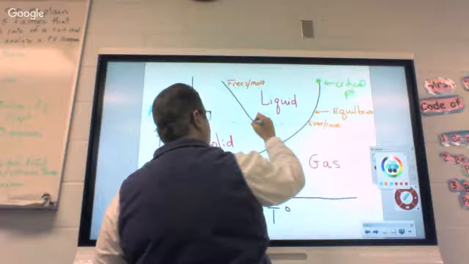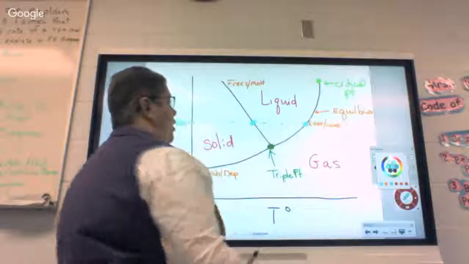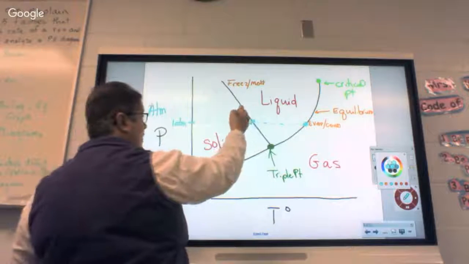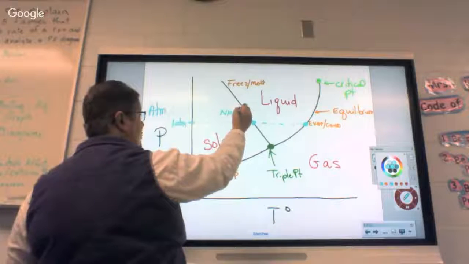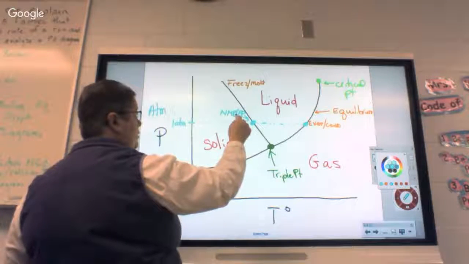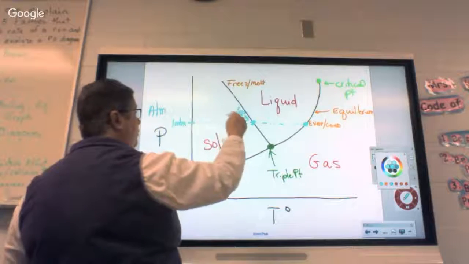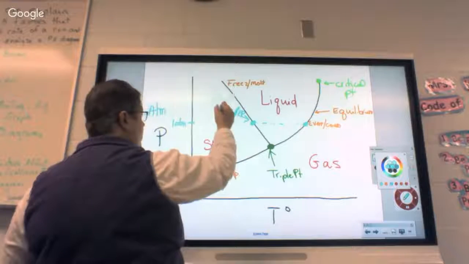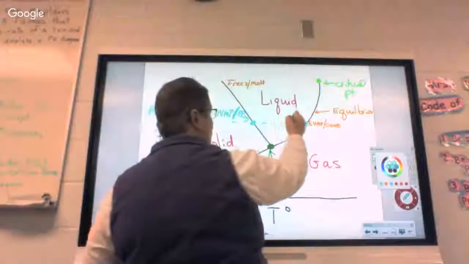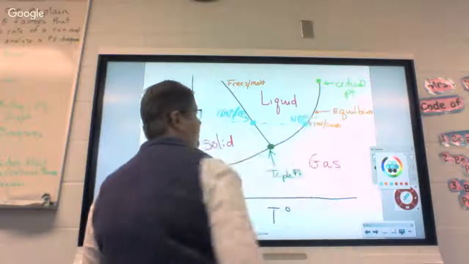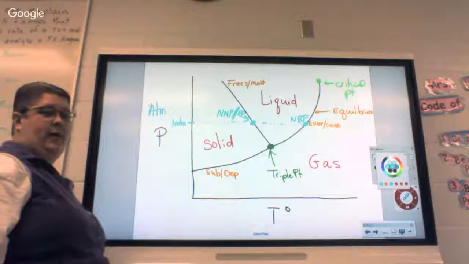So here's the dot, and there's the dot, where my line went all the way across. This intersection right here is my normal melting point and freezing point. Normal MP and FP, and this will be my normal boiling point. Questions about how I did that?